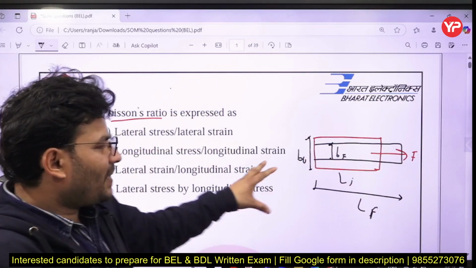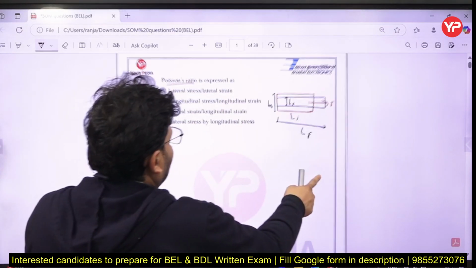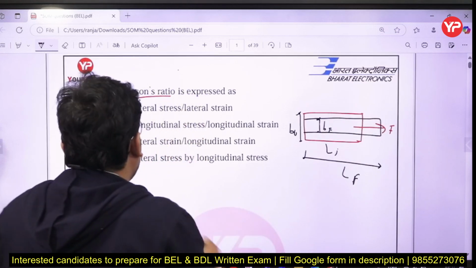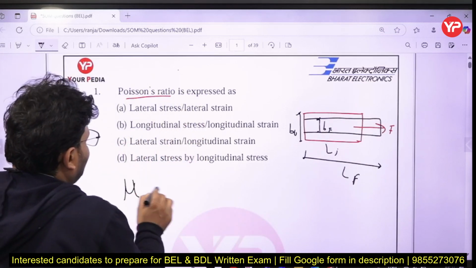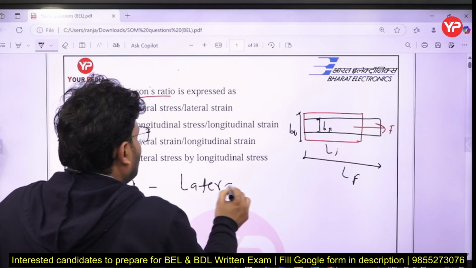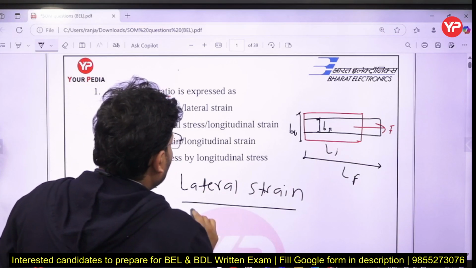So here, as the longitudinal length is going to increase, what is happening in the lateral direction? It is going to decrease. So Poisson ratio basically gives the relation between them. This is lateral strain upon, what, my dear friends? Longitudinal strain.